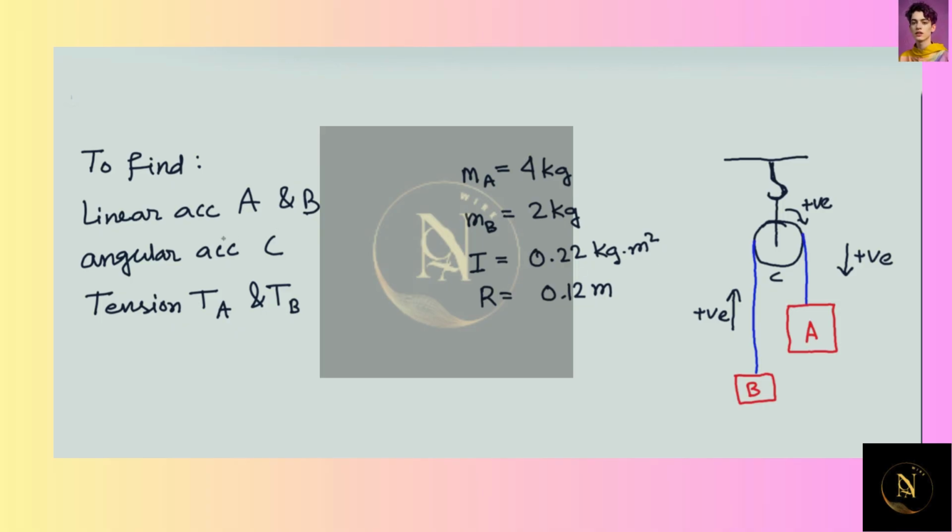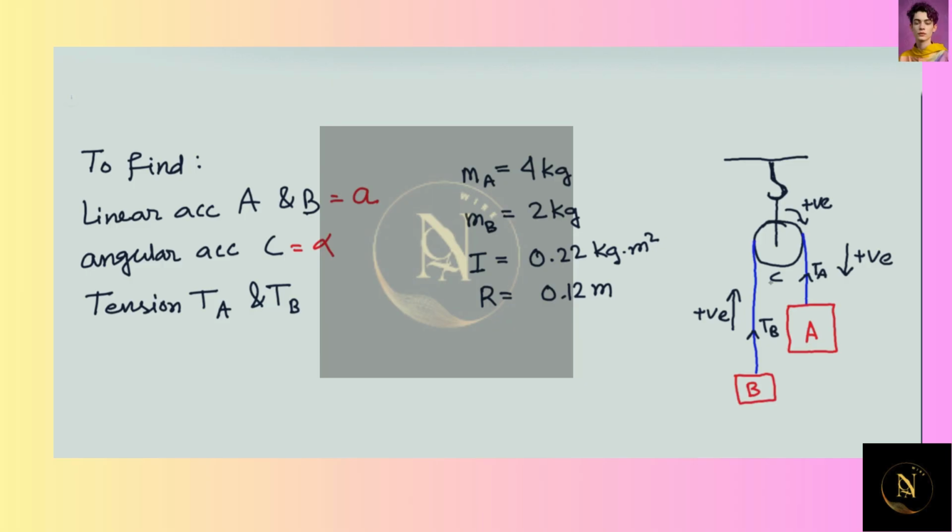Now let's see what we need to find. So we have to find the linear accelerations for A and B, and also angular acceleration for C. So in other words, linear acceleration will be a, and the angular acceleration will be alpha, and the tensions in the string. So for A, it will be TA, and for B, it will be TB.